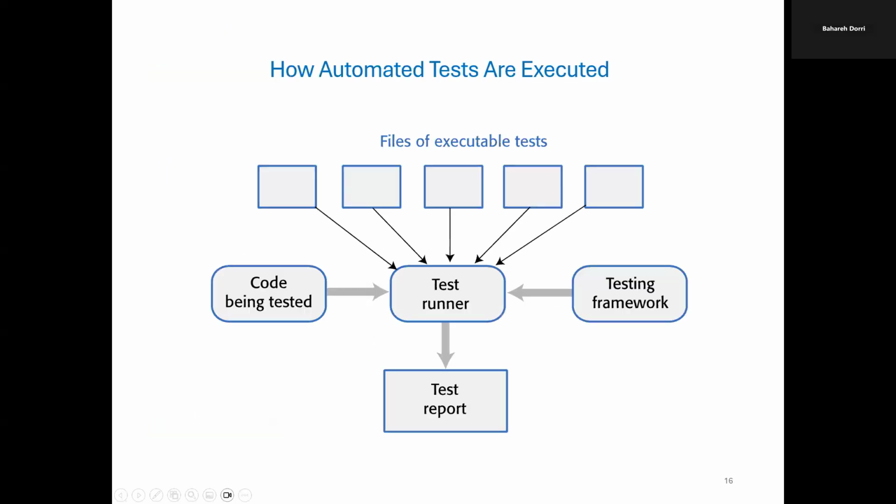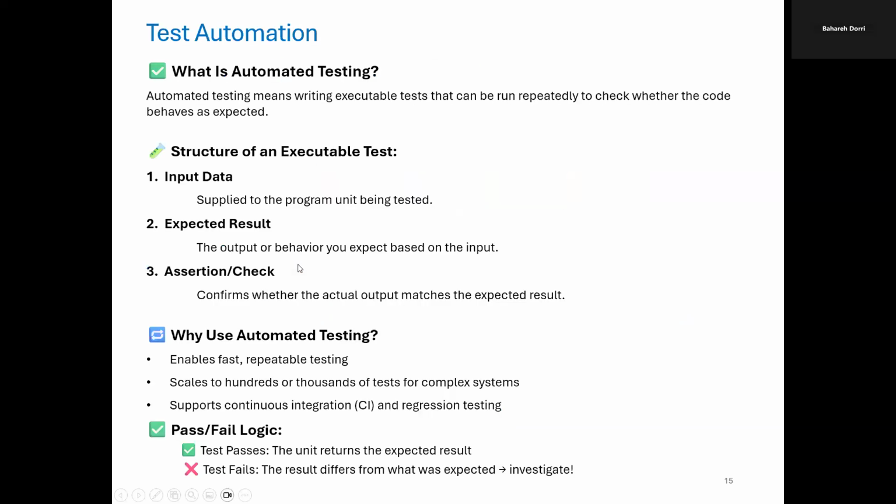Okay. And here is the thing, you don't just write one or two tests. For most real-world software, you will have hundreds or even thousands of those automated tests. That way, anytime you make a change, you can rerun all your tests instantly and see if anything broke.